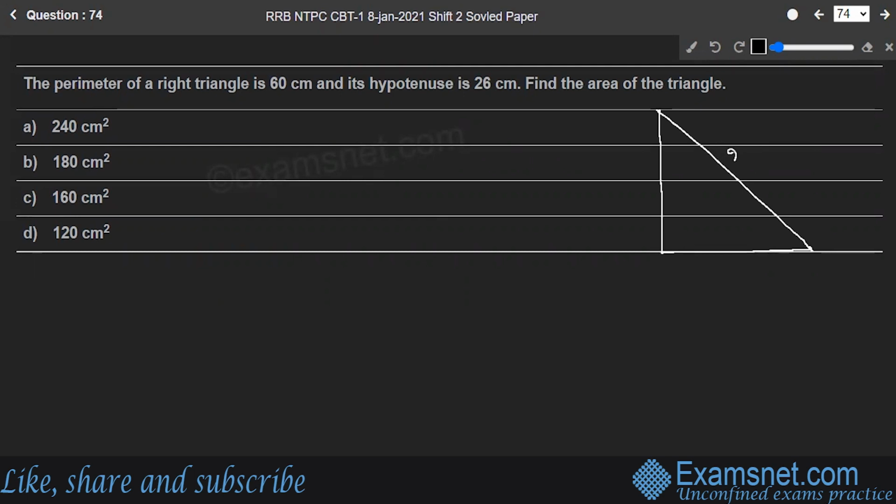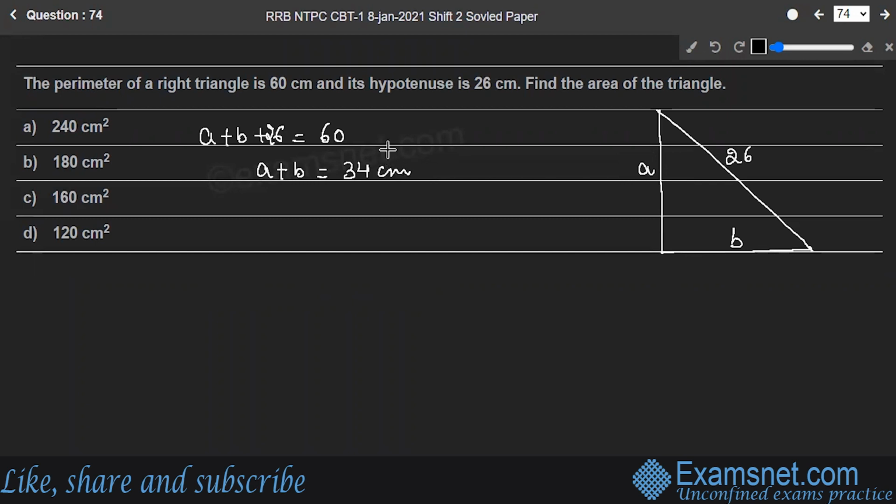So this is the right angle triangle. This is 26 hypotenuse. And the perimeter of the right angle triangle is 60. So perimeter is given by A plus B plus 26 is equal to 60, which gives you A plus B is equal to 34 centimeters. Correct?